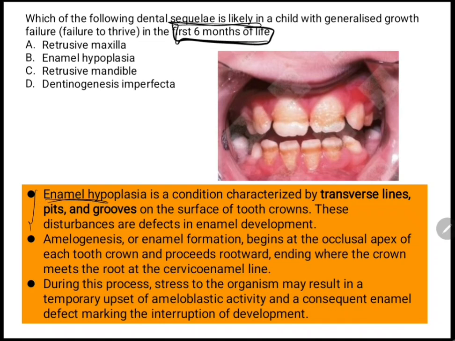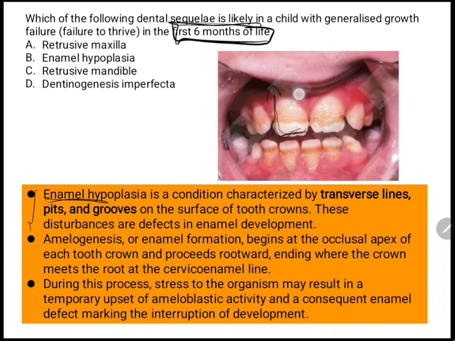It is a condition wherein there are lines, pits, or grooves. Now we all know amelogenesis or enamel formation starts from the occlusal portion and then proceeds towards the apex. So while this gradual process of amelogenesis is occurring, if there's any stress, any environmental impact, anything which can upset these ameloblasts or enamel-forming cells, what happens? The formation will get interrupted at that point, and that interruption will appear like a pit or a groove or a line on the tooth.